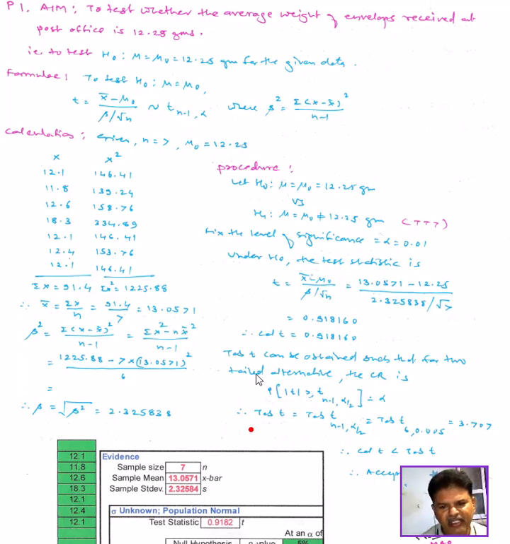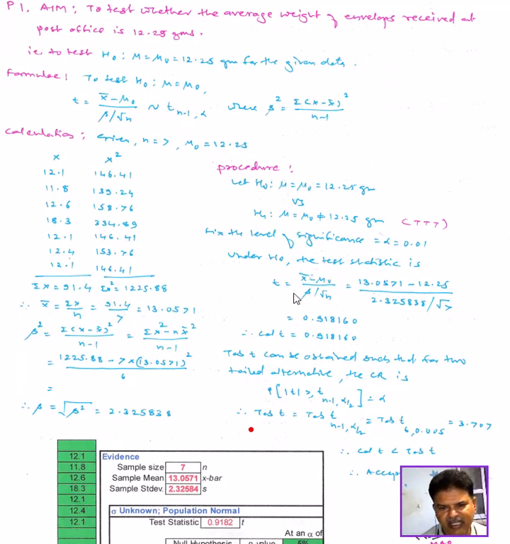So what is the procedure? H naught: mu is equal to mu naught, 12.25 gram, versus H1: mu not equal to mu naught. That means the average weight is not equal to 12.25. Since it is a two-tailed test, fix the level of significance. So alpha is 0.01, that is given. And under H naught, this is my test statistic.